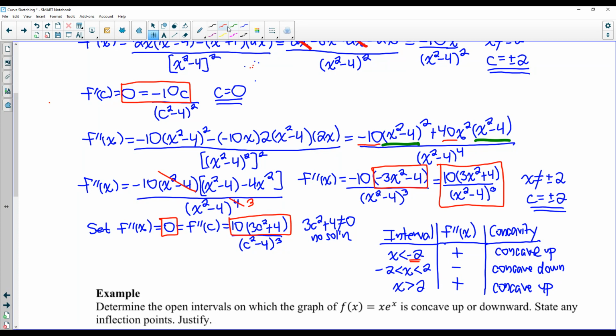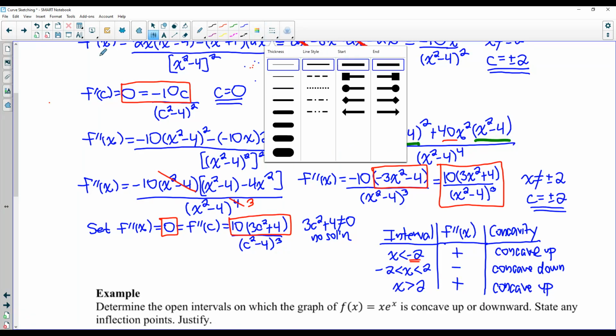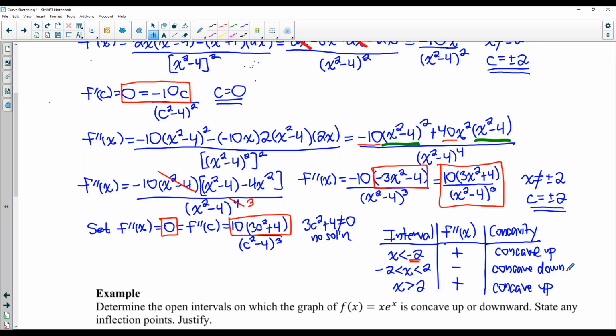Now, when you look at this, it seems like I have 2 points of inflection. When you go from this interval to this interval, that occurs at a critical number where x is equal to negative 2. And then when you go from this interval to this one, same thing. That seems to be an inflection point that's going to be at x is equal to positive 2.